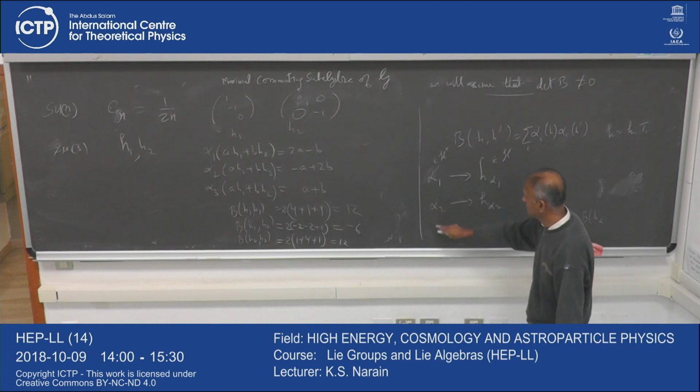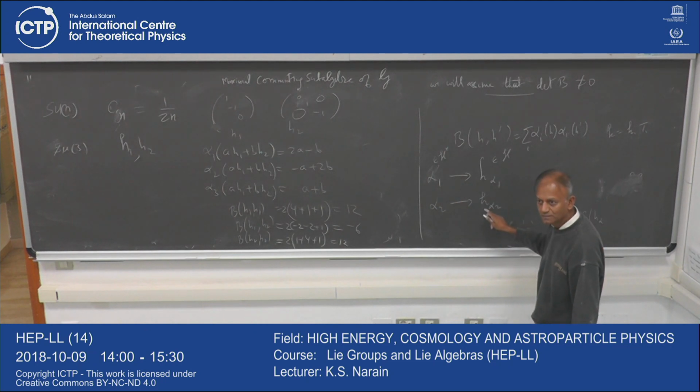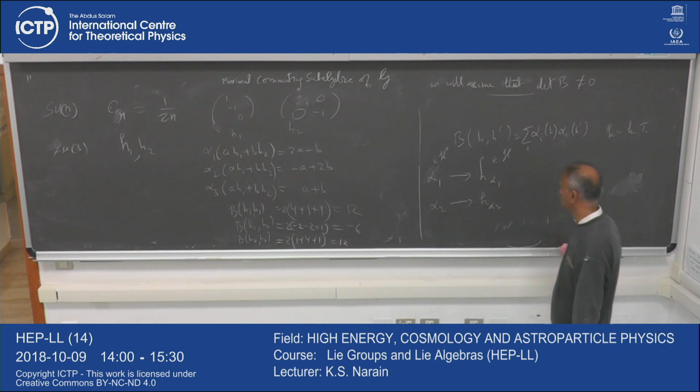Then of course if you know this, alpha 3 you can determine, because alpha 3 is the sum of these two. So H alpha 3 will be the sum of those two. So it's enough to just look at a basis, choose alpha 1 and alpha 2. So we want to ask what is this and what is this.